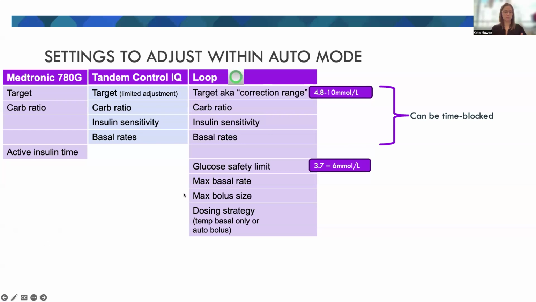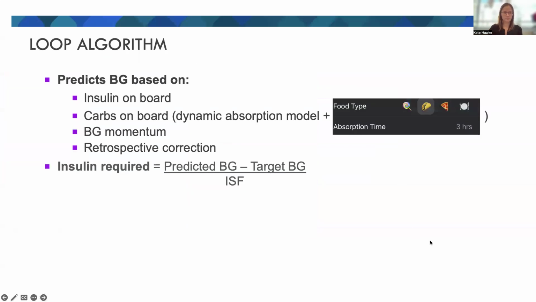You then set just a hard maximum on the allowed basal rate and bolus size. Most users coming from an Omnipod DASH system will already have such maximums programmed into their DASH system. And then finally, you select a dosing strategy. This can be selected as either temp basal only or auto bolus, which we'll discuss on the next slide. Note that within these settings there is no adjustment of duration of insulin action within this system. It is a fixed parameter at 6 hours in Loop.